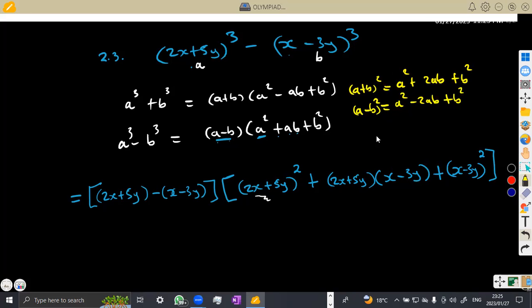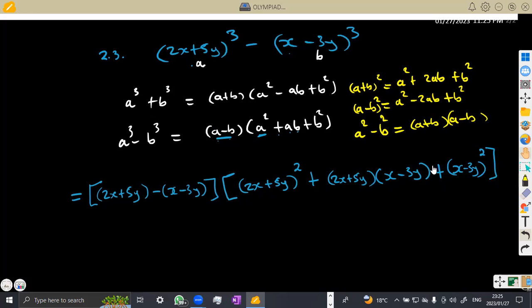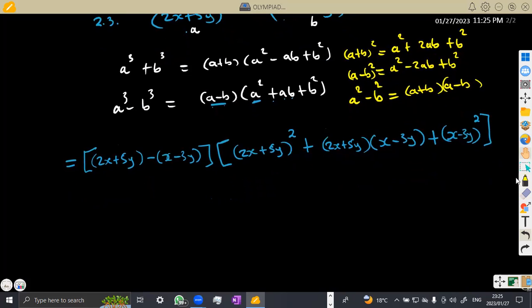And also just for interest's sake, a squared minus b squared, don't confuse this one, it's a difference of two squares. When you factorize it, it gives you a plus b into a minus b. These are very, very important in your syllabus to know. And if you know this, it is going to be very, very easier for you. Anyways, let's apply the concept that we have now.